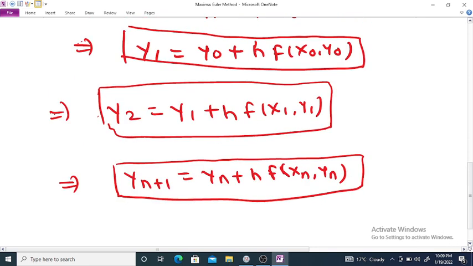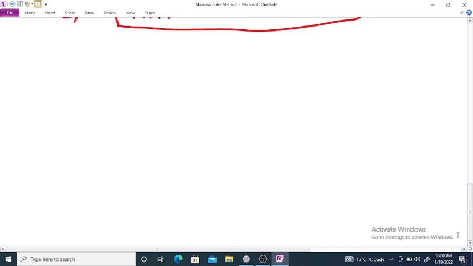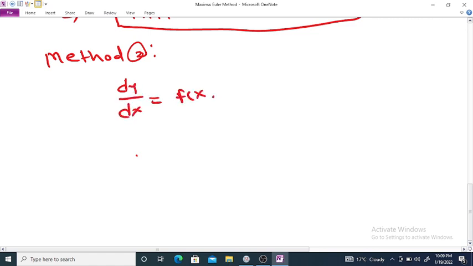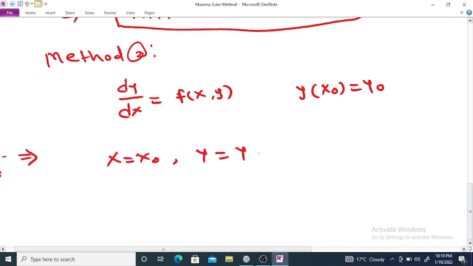Now there is one more method to develop this formula, method number 2. Given the differential equation, I am writing again, dy by dx is equal to f of x, y with initial condition y of x0 is equal to y0. We know that at x is equal to x0, the value of y is equal to y0.